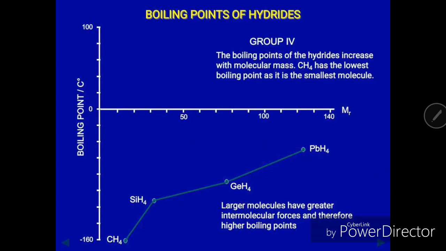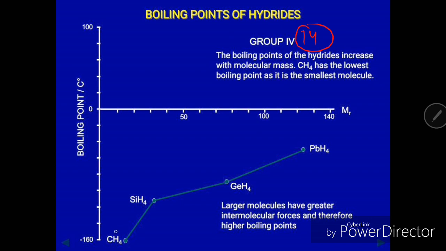Now I want to compare the boiling points of hydrides. I will take the example of group 14 elements. Here it is mentioned group 4. As per the Mendeleev periodic table it is group 4, and as per the modern periodic table it is group 14. So if you compare the boiling points of hydrides of group 14, how will you explain?